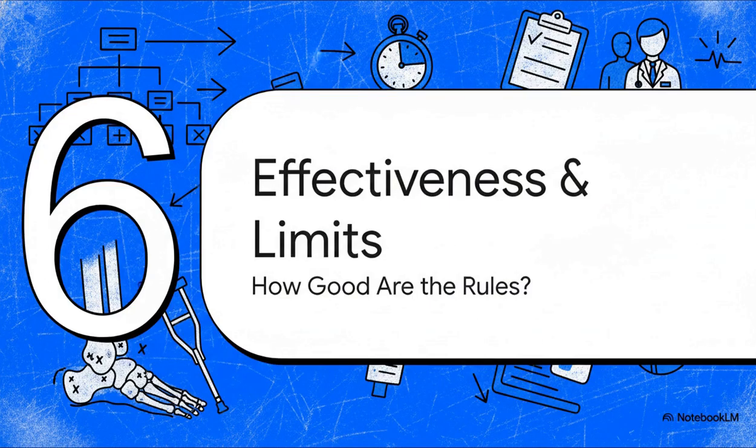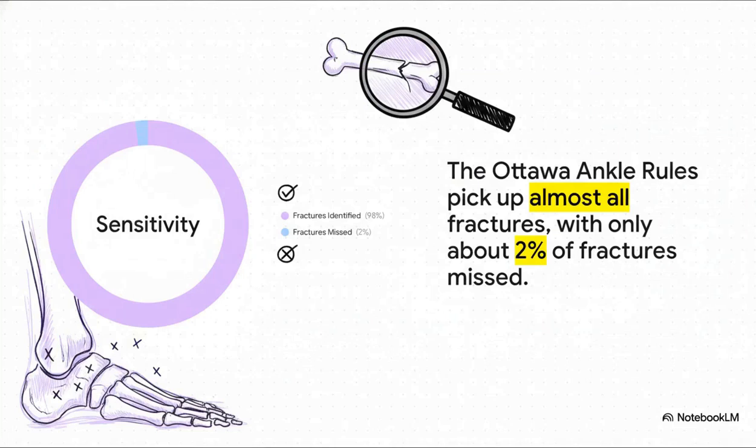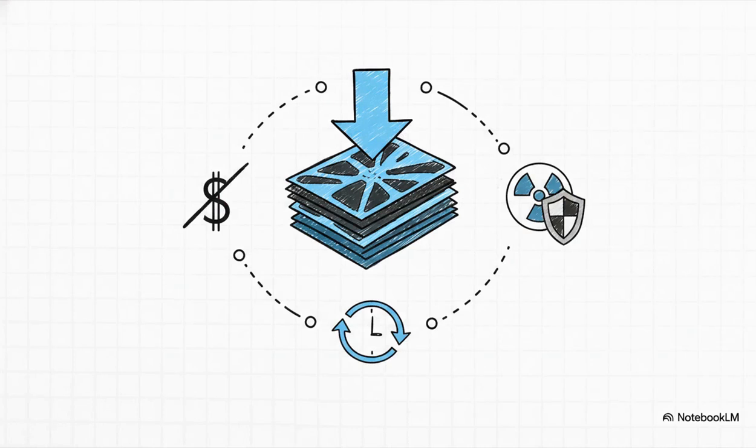So, we know how to use them, but the big question remains, how well do they actually work in a real busy clinic? Let's look at the evidence. And this is where it gets incredibly impressive. A massive meta-analysis that looked at over 15,000 patients found that the rules are almost 98% sensitive. What does that mean? It means they catch nearly all clinically significant fractures. They almost never miss one. And this just confirms that they are amazing at their main job, which is to safely cut down on all those unnecessary x-rays, saving time, money, and reducing radiation exposure for our patients.